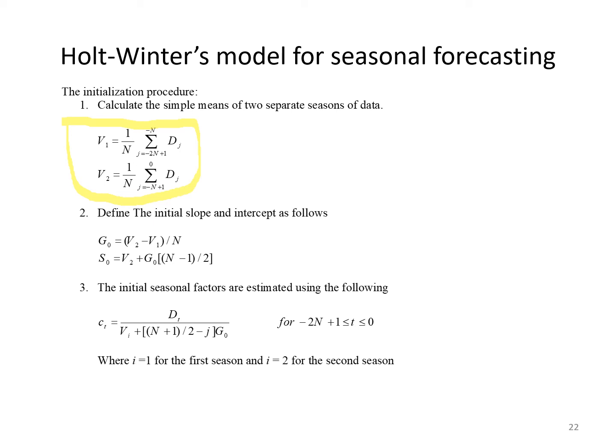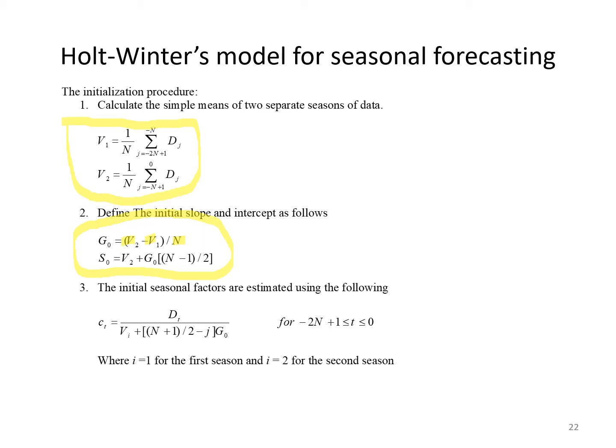And then based on V1 and V2, we define the slope and intercept using these equations. These are the initial slope and intercept. As you can see here, this relationship is very simple. The slope is simply the difference between V2 and V1 divided by N capital, which is again the number of periods in a season. So it's like you have the average demand values in both seasons and you divide it by N. That's basically the slope.